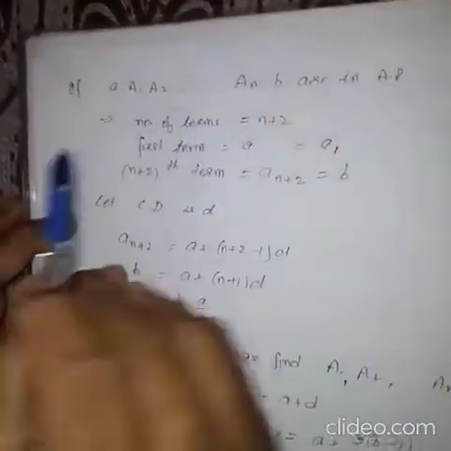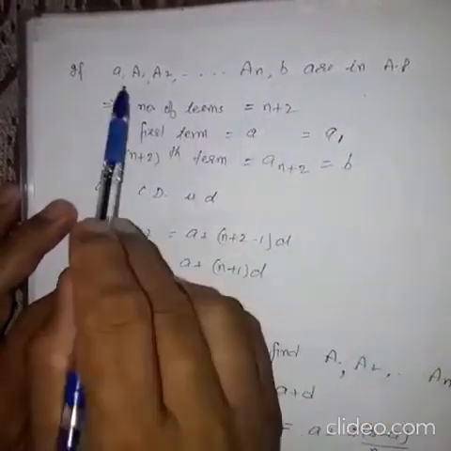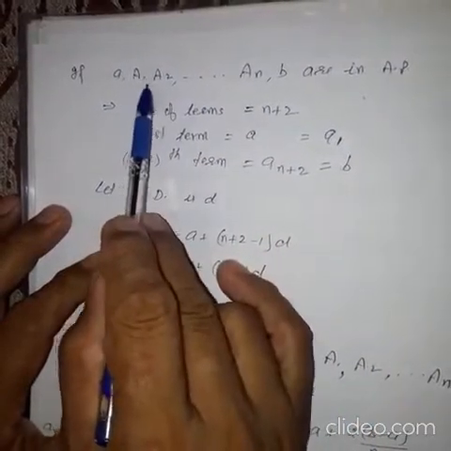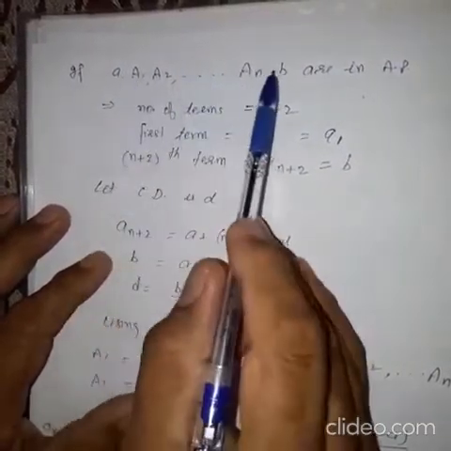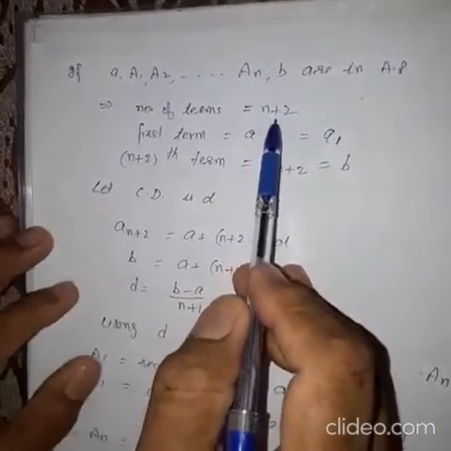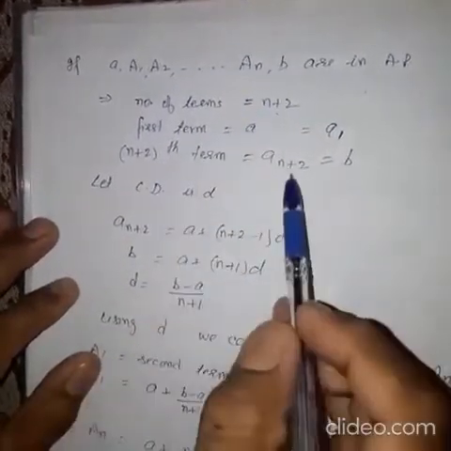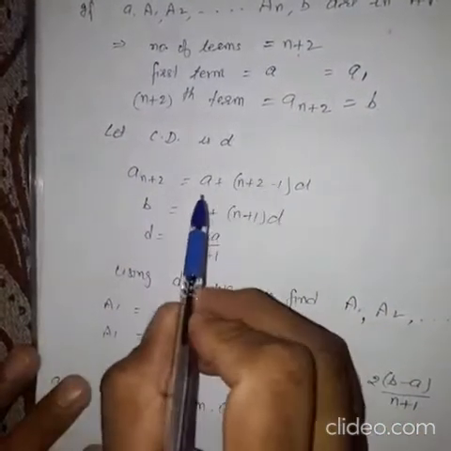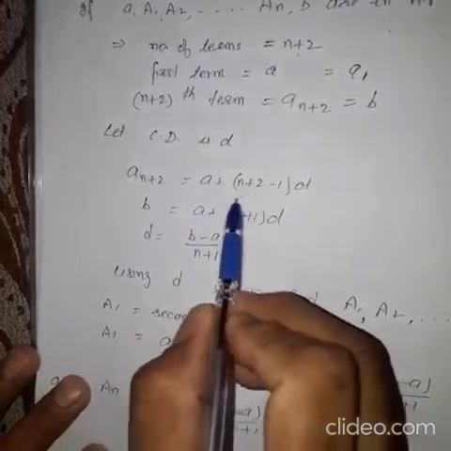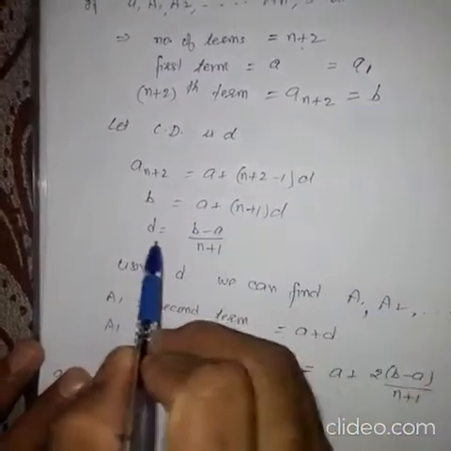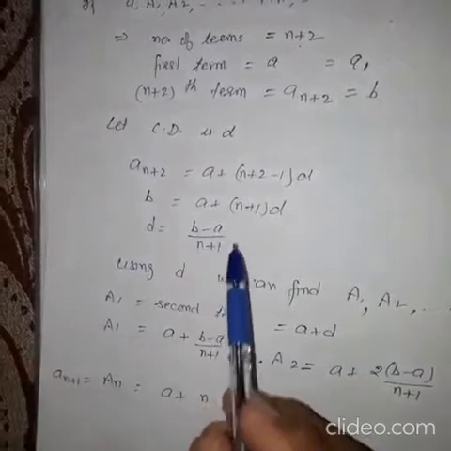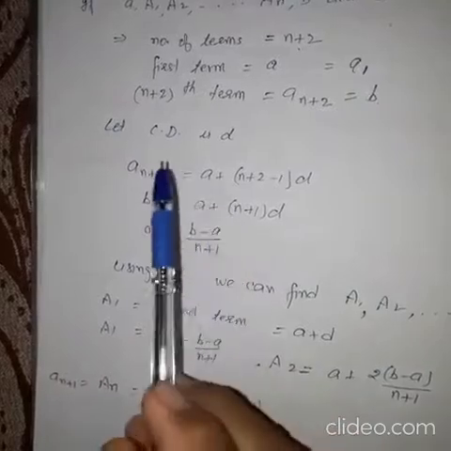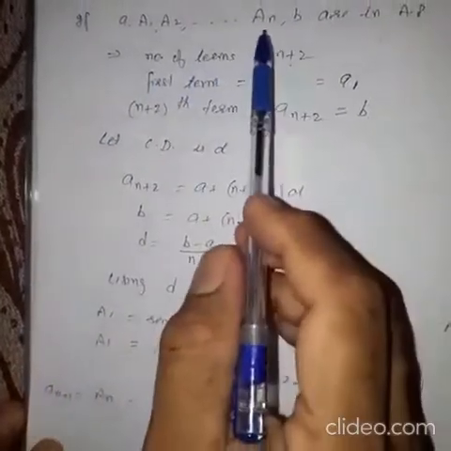To find out the values, consider this is an AP. Now a is the first term. Two terms were already there and we have inserted n, so n plus 2 will be the number of terms. The n plus 2th term is b. Let the common difference be D, so a n plus 2, using the formula, is a plus n plus 2 minus 1 into D, so the value of D can be calculated as b minus a upon n plus 1. So this is the common difference. Using this common difference we can find the values of A1, A2 and An.